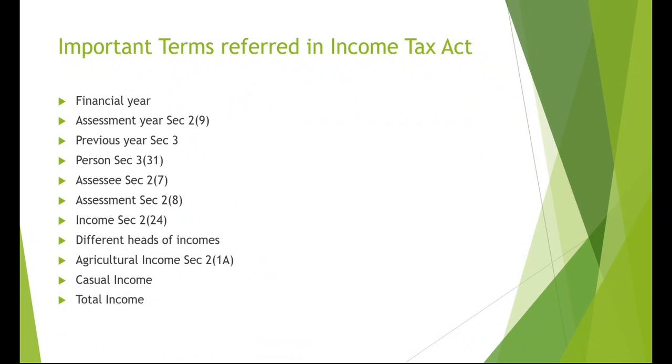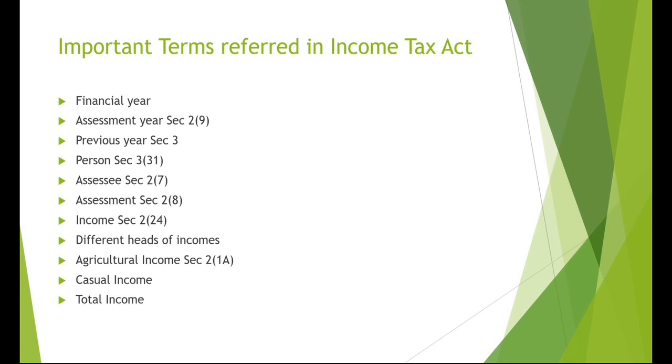Then the different heads of income. An assessee may have income from different heads. They are totally five: income from salary, income from house property, income from business or profession, capital gains, and income from other sources.